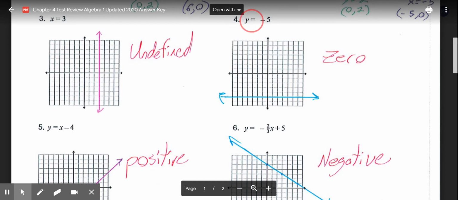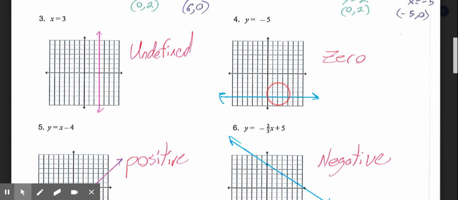Then in 4, if y equals any number, in this case -5, along the y-axis, we'd go down to 5, and we would draw a horizontal line at -5. The slope of any horizontal line is always 0.